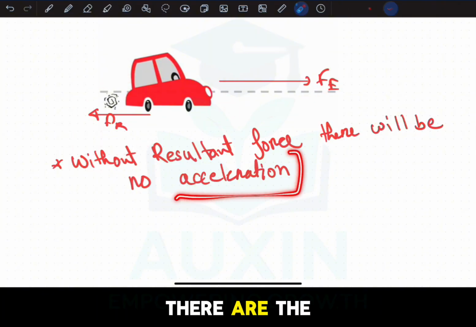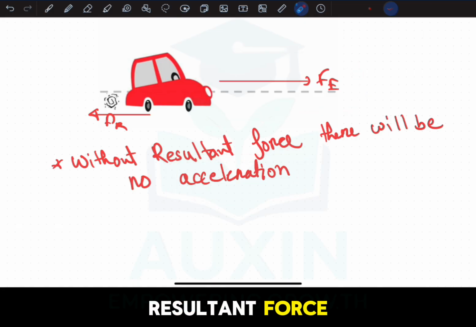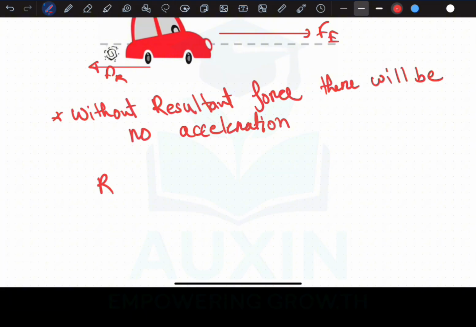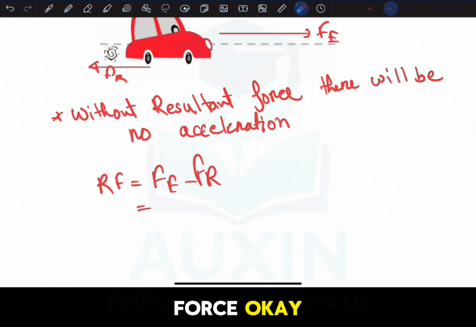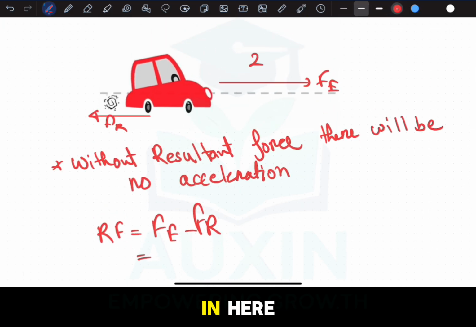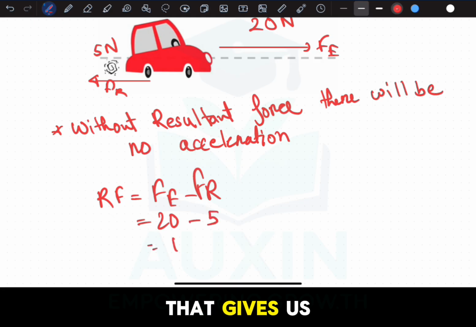So there are 2 forces acting on this car. And as this car is accelerating, there has to be a resultant force acting on this. So how do you find the resultant force? So the resultant force will be Fe minus Fr, right? So when it's accelerating, we will subtract the smaller force from the larger force, okay? If we add some values in here, 20 Newton and this is 5 Newton, this will be 20 minus 5. That gives us 15 Newton.